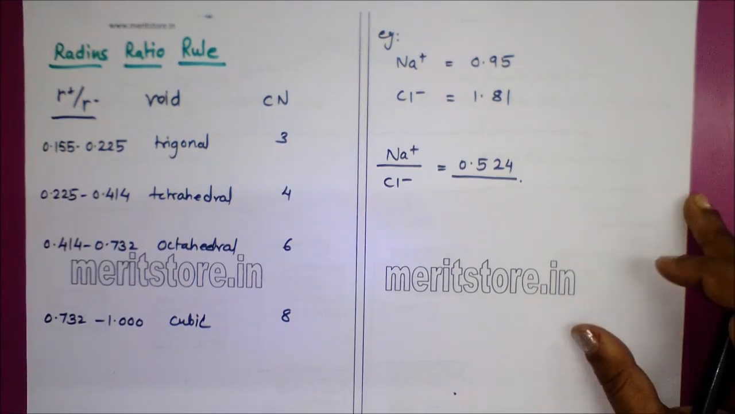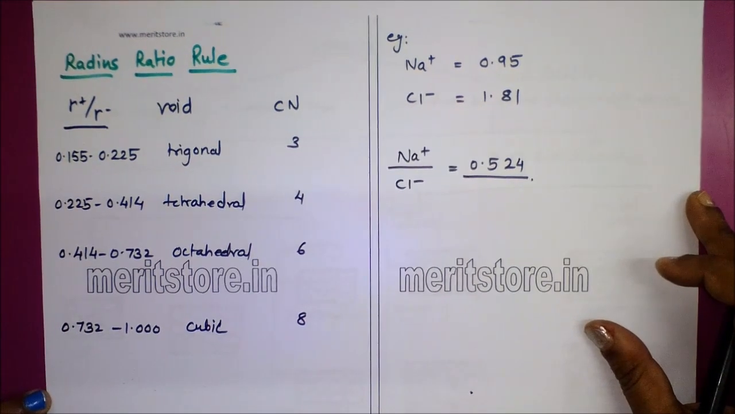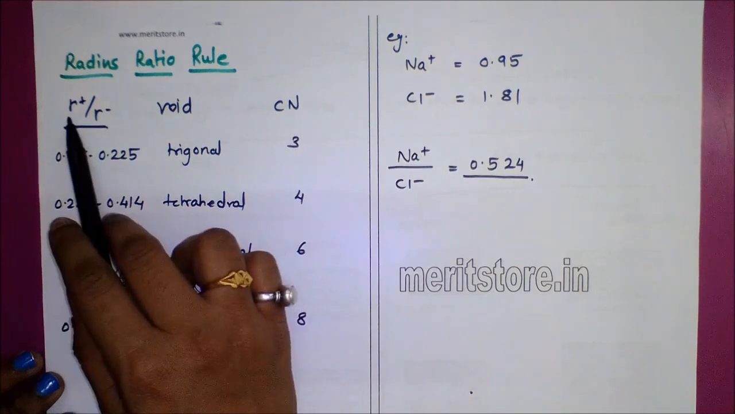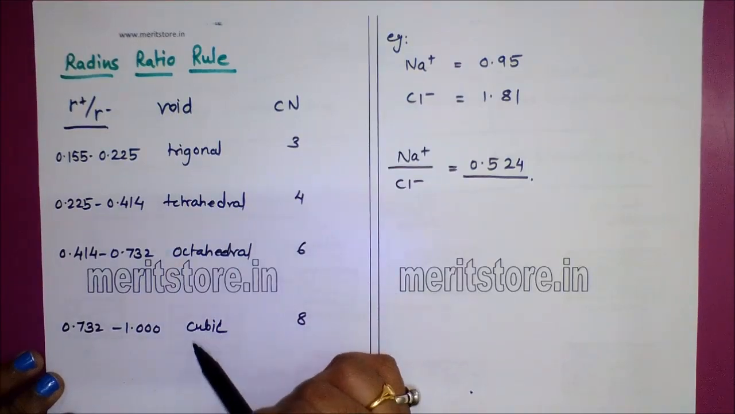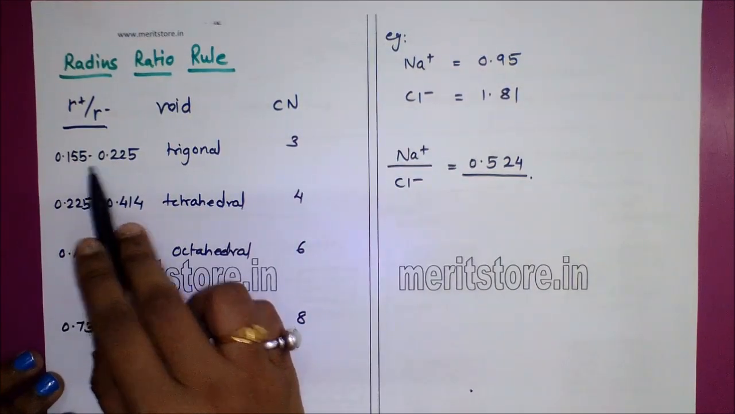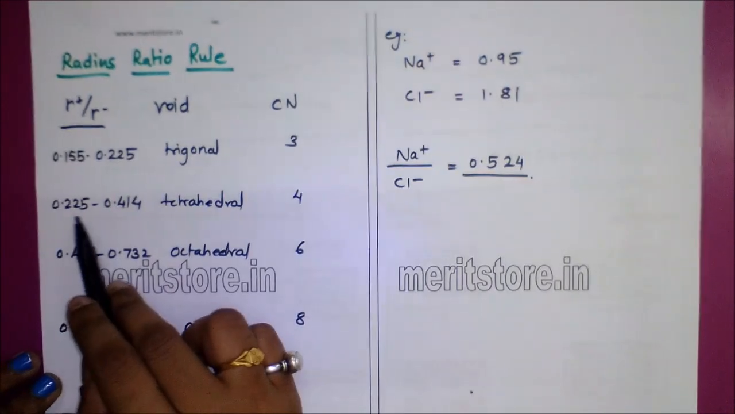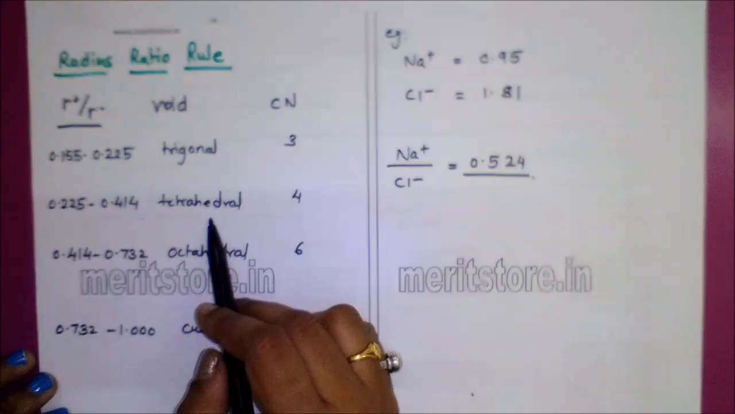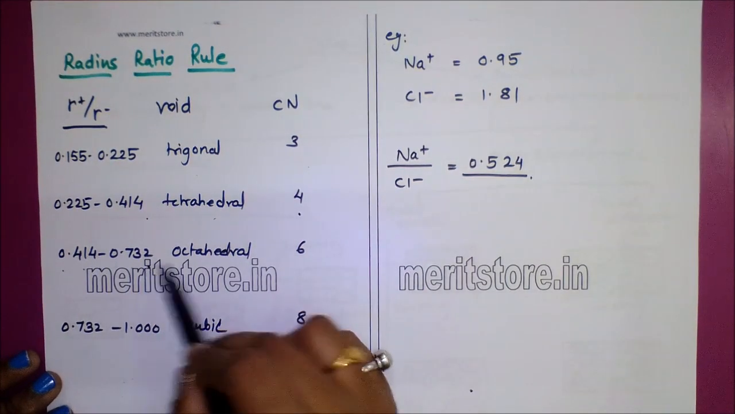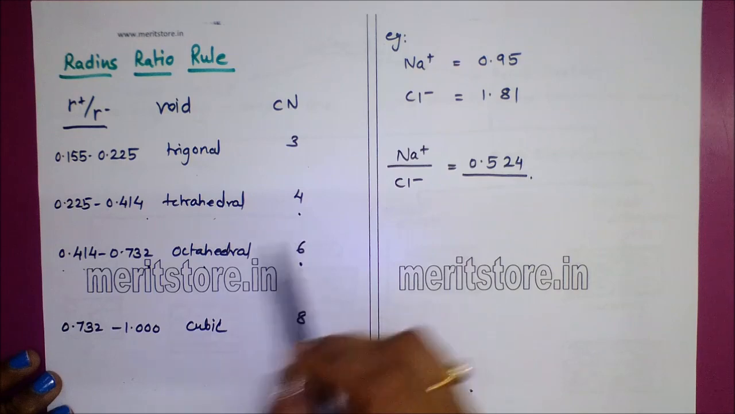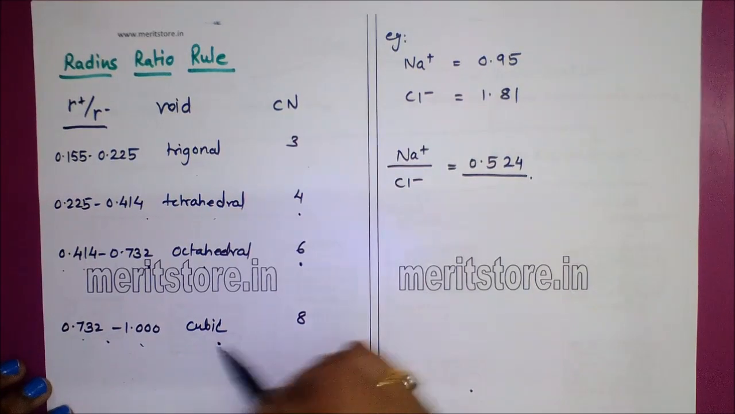We can also find out the structure of an ionic solid using the rule called the radius ratio rule. This rule says that we divide the radius of cation by the radius of anion, and we get a certain ratio that we match with this table. If this ratio is between 0.155 and 0.225, that is trigonal with coordination number 3. If it is between 0.225 and 0.414, it is tetrahedral with coordination number 4. If it is between 0.414 and 0.732, it is octahedral with coordination number 6. And if it is between 0.732 and 1, it is a cubic void with coordination number 8.